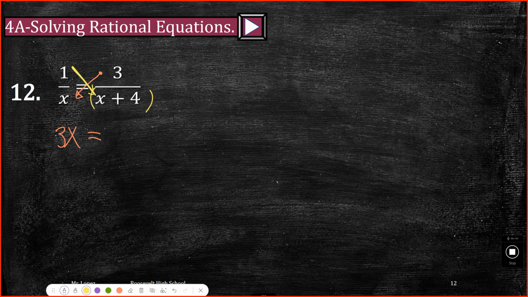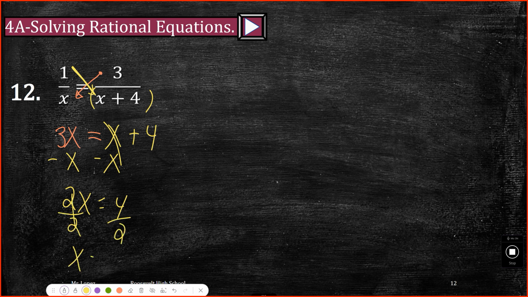1 times x is x. 1 times 4 is 4. And then I want to just solve this equation by minusing x. So 3x minus x is 2x is equal to 4 divided by 2, and x equals 2. Yes, that's called the cross multiplying method. Here's another method. Tell me which one you prefer. I don't care which one you prefer.